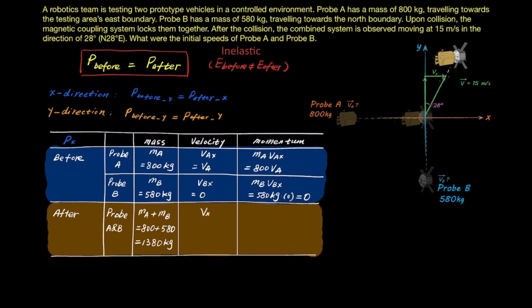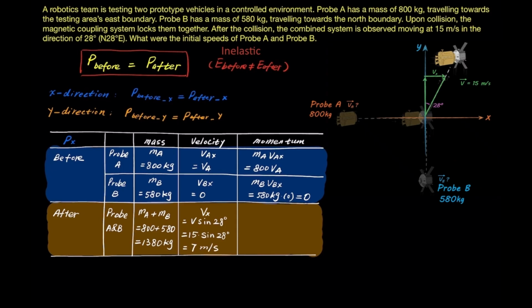In this triangle, Vx is the opposite side to the 28 degrees angle. Therefore, to find Vx, we use the sine function. We have Vx equals V multiplied by sine 28 degrees. Plugging in the values, Vx equals 15 multiplied by sine 28 degrees, and that calculates out to approximately 7 meters per second.